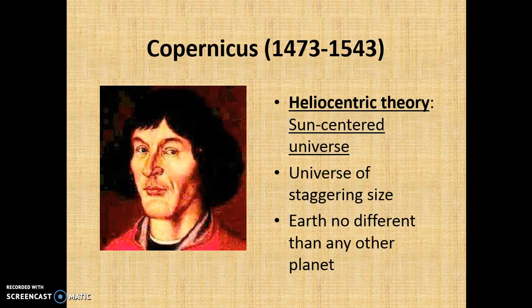Copernicus is an important contributor to the scientific revolution. He is the one who proposes the heliocentric theory that the sun is the center of the universe and not the earth. He also said that the universe was of a staggering size and that earth was no different than any other planet.